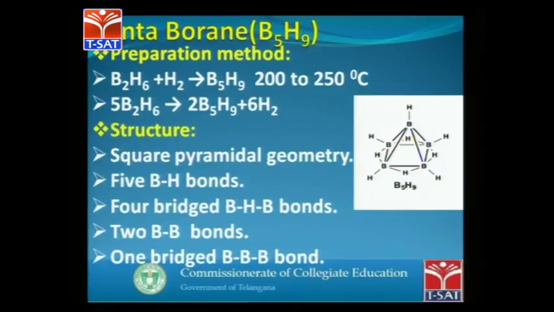Coming to pentaborane, the preparation method is heating diborane at 200 to 250 degrees. Coming to the structure, again structures are important. Under boron compounds, the structures are studied for all the boron compounds. It has BHB bonds, 2 BB bonds, and in pentaborane, 1 bridged BBB bond is present. So these are very important points.